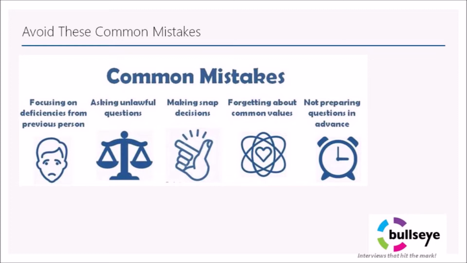The fifth common mistake is not preparing questions in advance. In order to be systematic and consistent in our interviews, we really need to have a list of questions prepared in advance that we ask each and every applicant. The Bullseye system can assist you with that, and you'll be able to formulate your own questions that are direct and to the point and result in good information from your applicants.